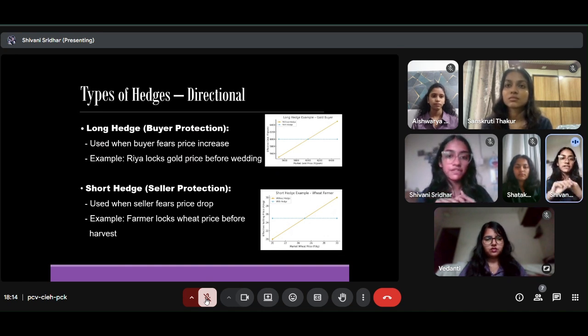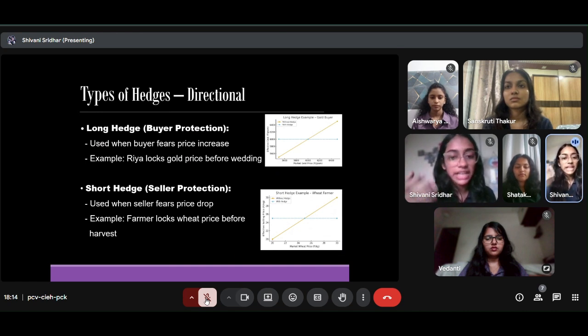Second is imperfect hedge. This is when the hedge does not completely eliminate the risk due to a mismatch in timing, quantity, and contract types, and some risk called basis risk remains. For example, if the company uses futures contracts with a slightly different delivery date or asset, the hedge will reduce but not remove the risk completely.